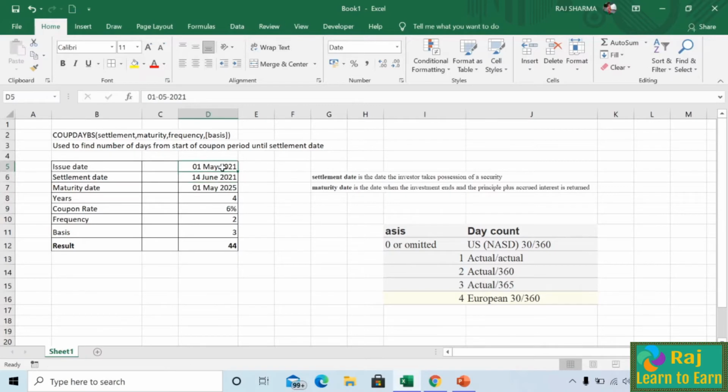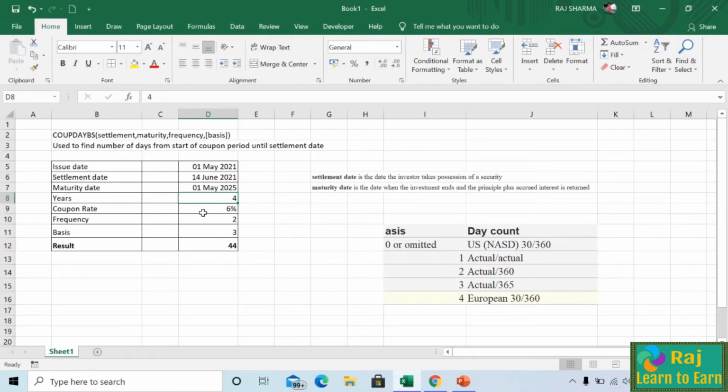So it gives us the number of days in between these two dates for which the interest has to be paid to the present investor, because he has already subscribed from the issue date. Now the maturity date is the date when the bond is finally going to mature, and the company which has raised the funds is going to return the principal along with the accrued interest to the investor. Then the year, that is the period between 1st May 2021 to 1st May 2025. So this bond is going to run for 4 years.